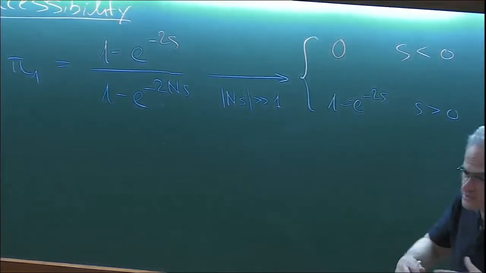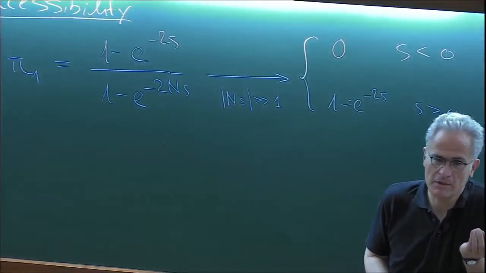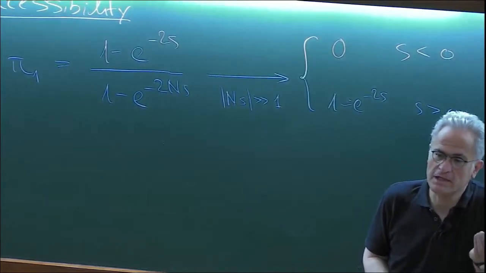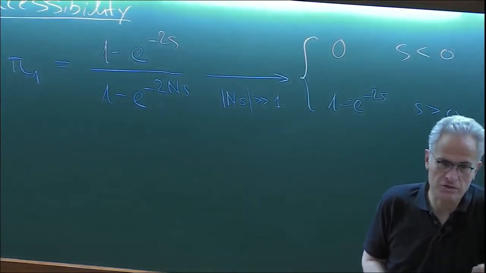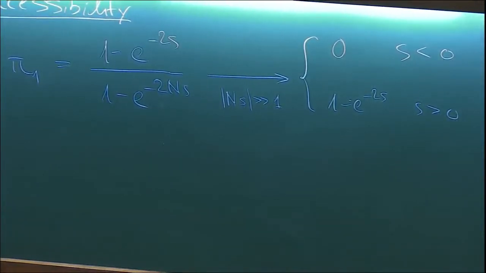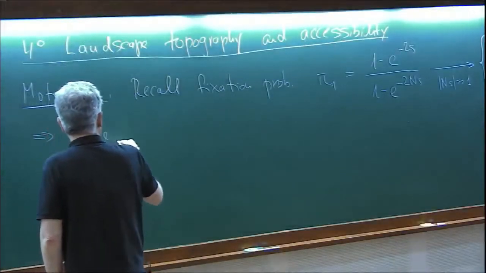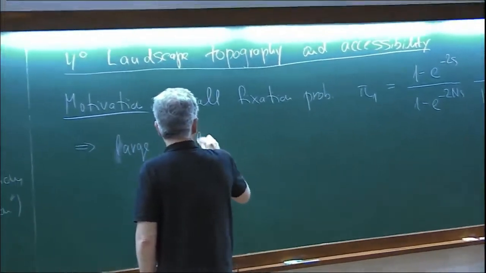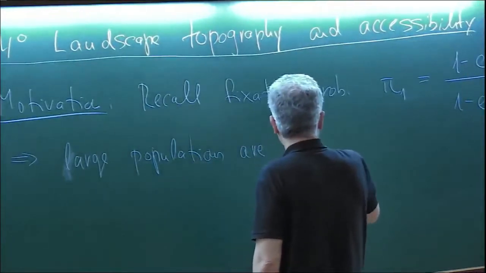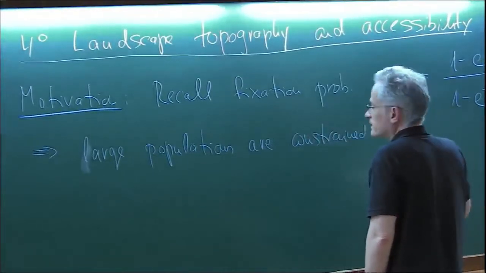Which means in the context of the fitness landscape, if my population is sitting at some point in the fitness landscape, a mutation appears. If it lowers fitness, I can ignore it because it will go extinct anyway. If it increases fitness, it has a certain chance of moving to that new state, right? So this is sort of the main point. So large populations are constrained to move uphill in fitness.